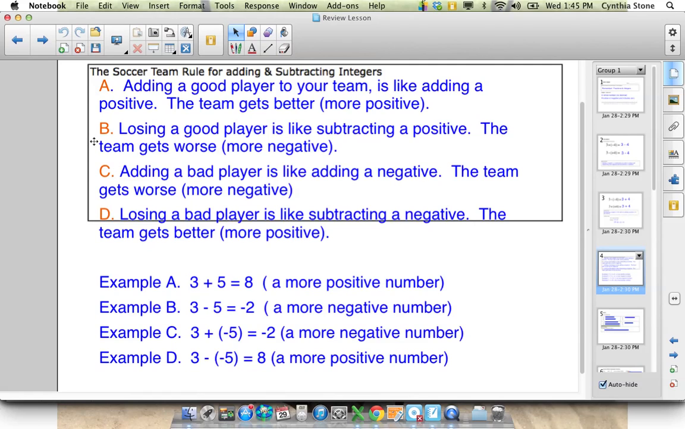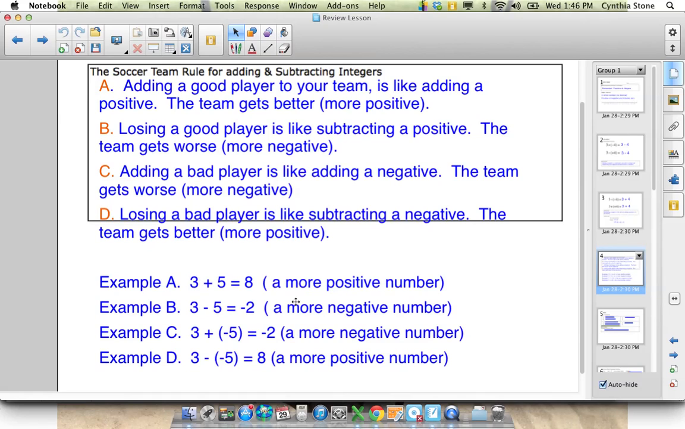Example B, or situation B: if you lose a good player, it'd be like subtracting a positive. The team would get worse, they become more negative. Similarly, in my example, you have your team, say it's a 3, you subtract a really good player, you subtract a 5, and your team becomes more negative. Okay? Smaller than 3. Adding a bad player is like adding a negative.